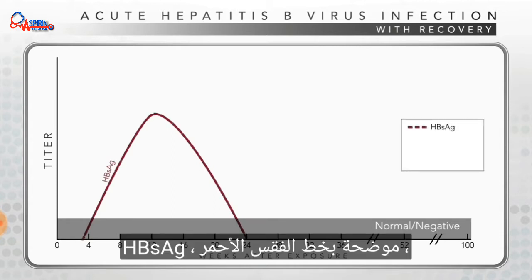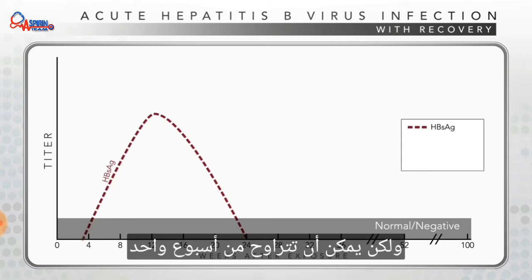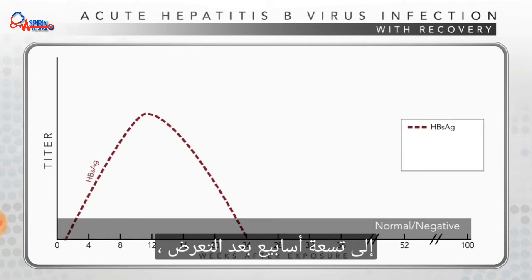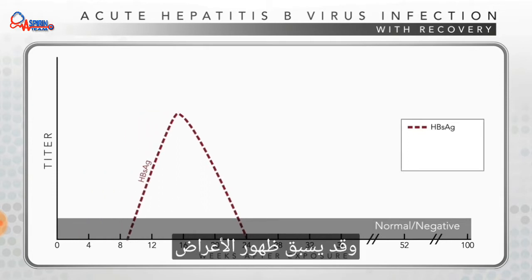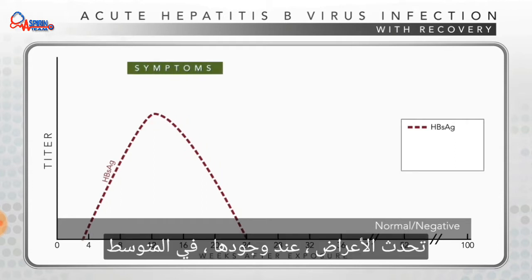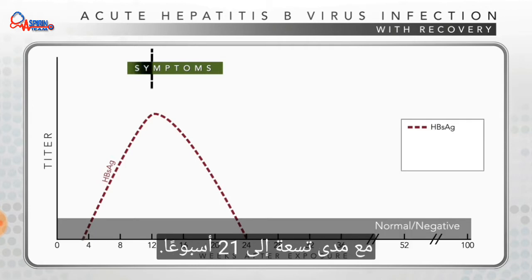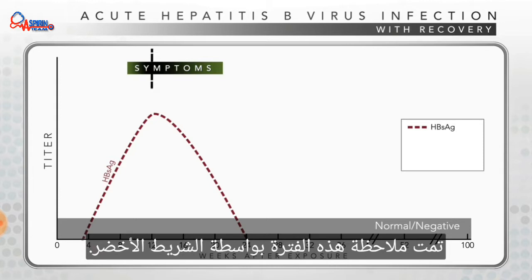HBsAg, shown by the red hatch line, can be detected on average 1 month after exposure to the virus, but can range from as early as 1 week to 9 weeks after exposure, and may precede the onset of symptoms by 1 to 2 months. Symptoms, when present, occur on average 12 weeks after exposure to HBV, with a range of 9 to 21 weeks. This period is noted by the green bar.